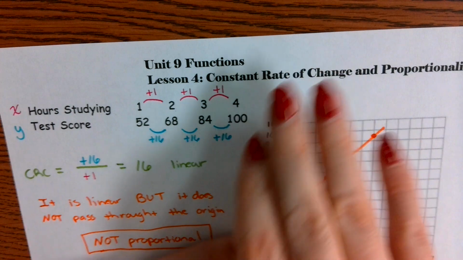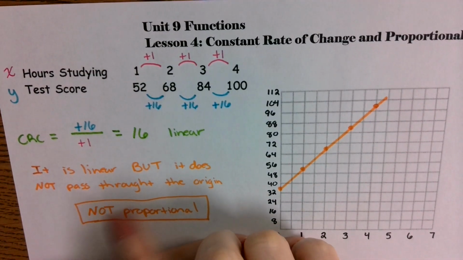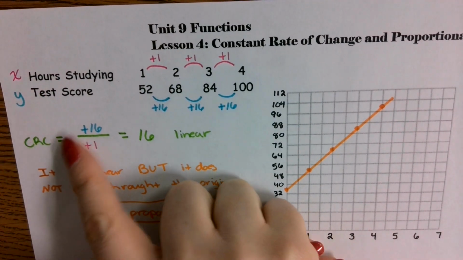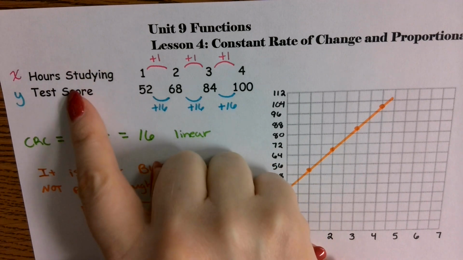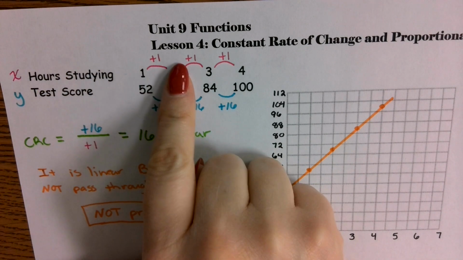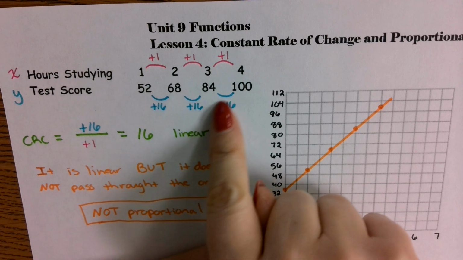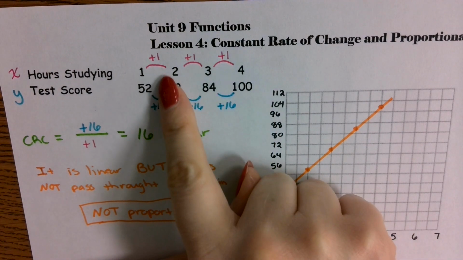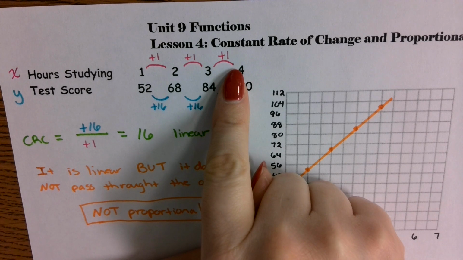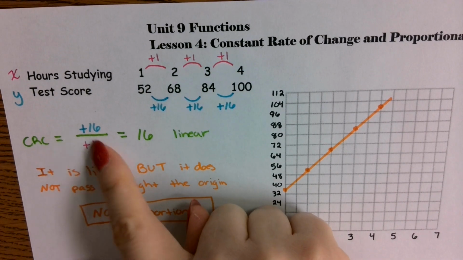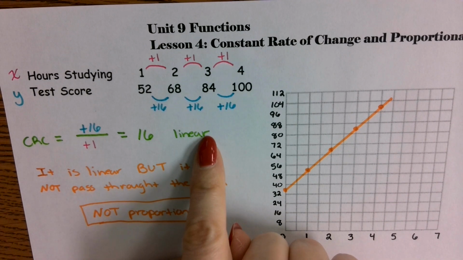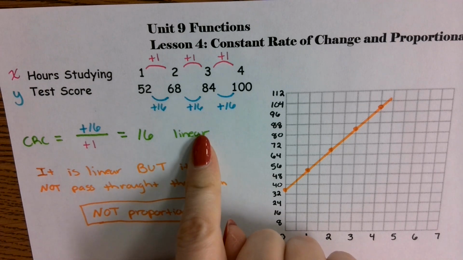Okay, let's go ahead and go over this. So for the hours studying and test scores, this is not a proportional relationship. It does have a constant rate of change if we look at how the hours are changing versus the test scores. The test scores are increasing consistently by 16 as the hours are consistently increasing by 1. So that means it does have a constant rate of change, making it linear. So it is a linear relationship.